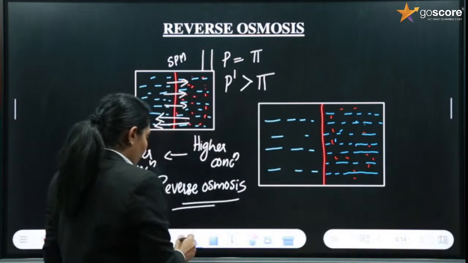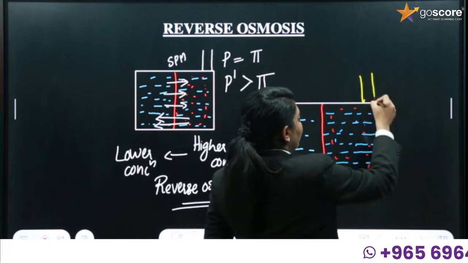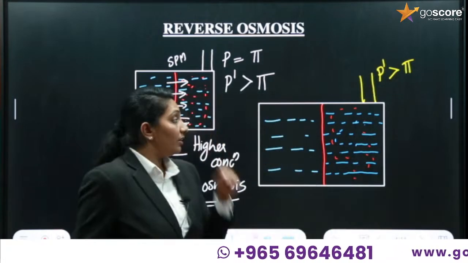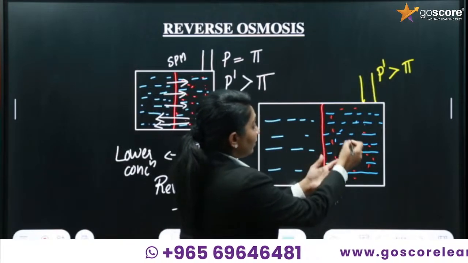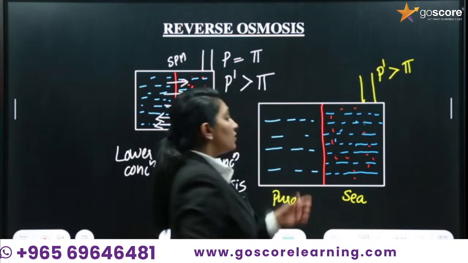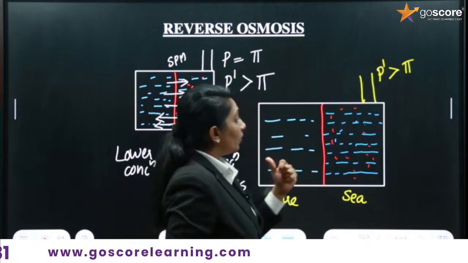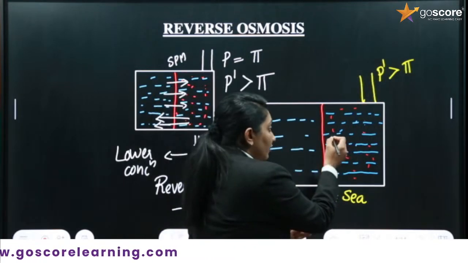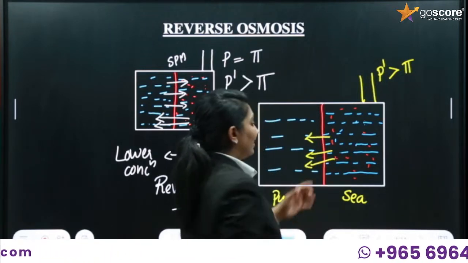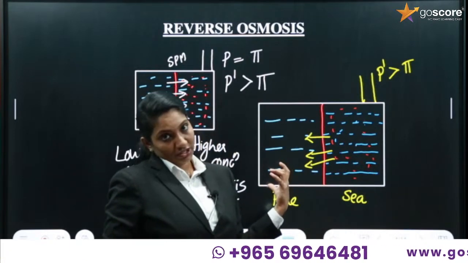So what will happen is, if you apply a pressure on the solution side that is greater than the osmotic pressure, the solvent from this seawater side, where this is the pure water, will move to the pure solvent side. The solvent will move from the higher concentration to the lower concentration area.